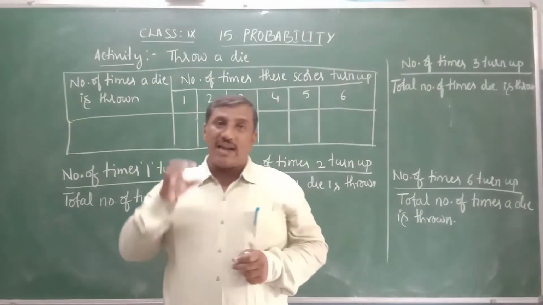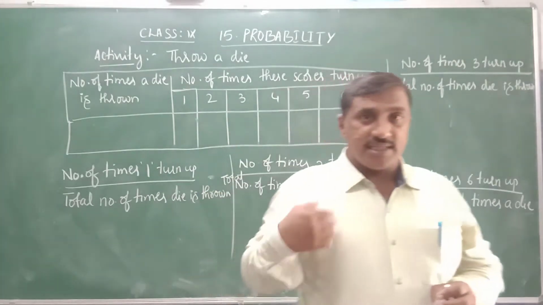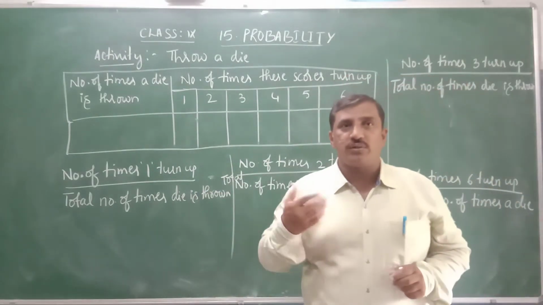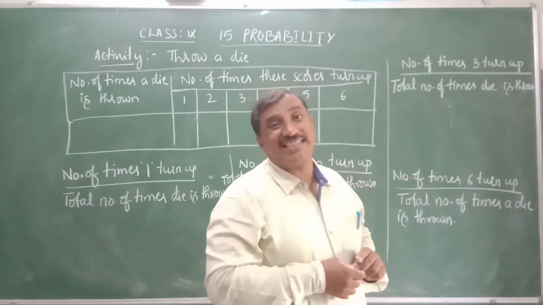Sometimes we will find dots on the die. One dot on the first face, 2 dots on the second face. On the third face we will find 3 dots. On the fourth face we will find 4 dots. And so on, on the 6th face we find 6 dots.